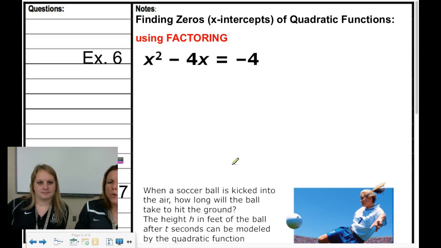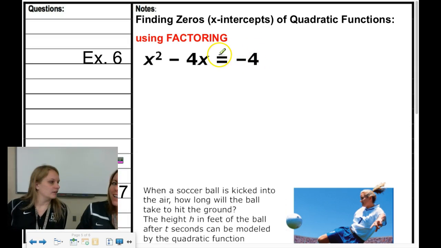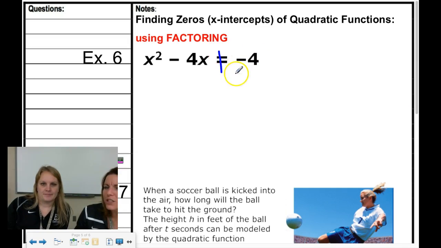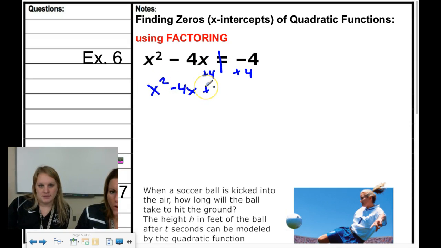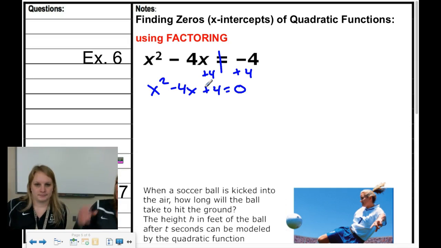All right. Now notice, the other one said f of x equals g of x equals, there is no function. So we just gotta move that over to get it equal to 0. Exactly. So we're going to add 4 to both sides right away, because remember you set the function equal to 0. So we're left with x squared minus 4x plus 4 equals 0. We have a trinomial.